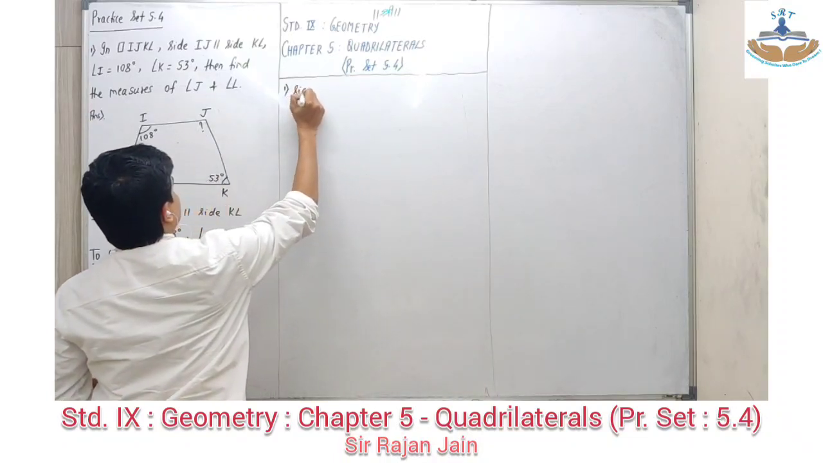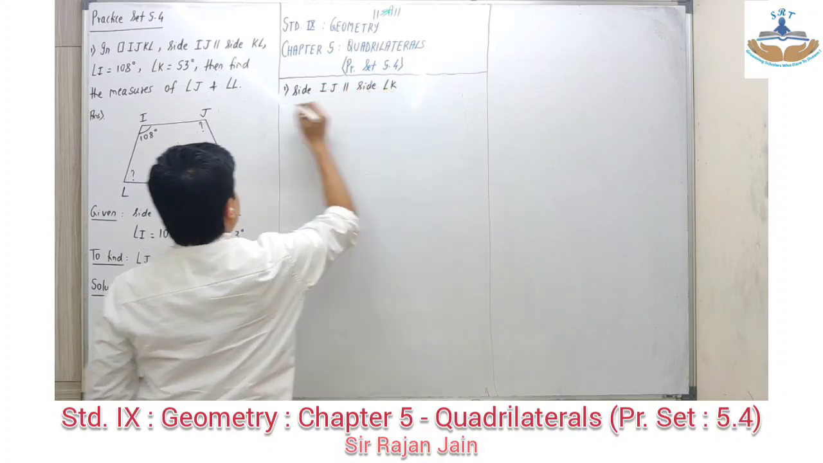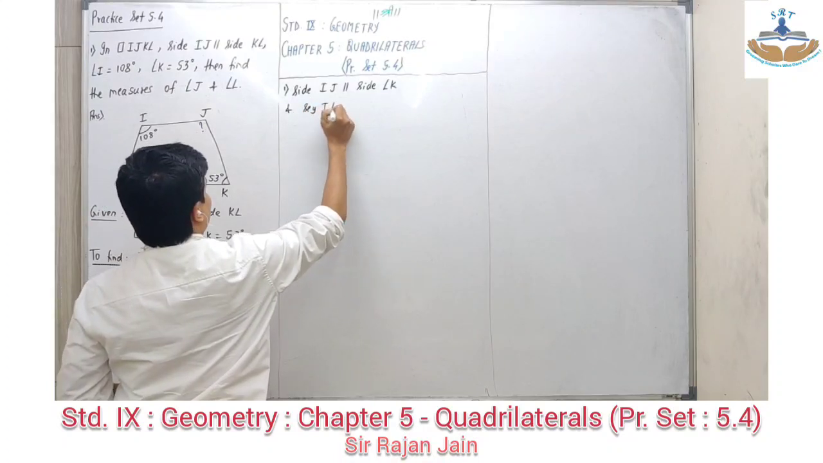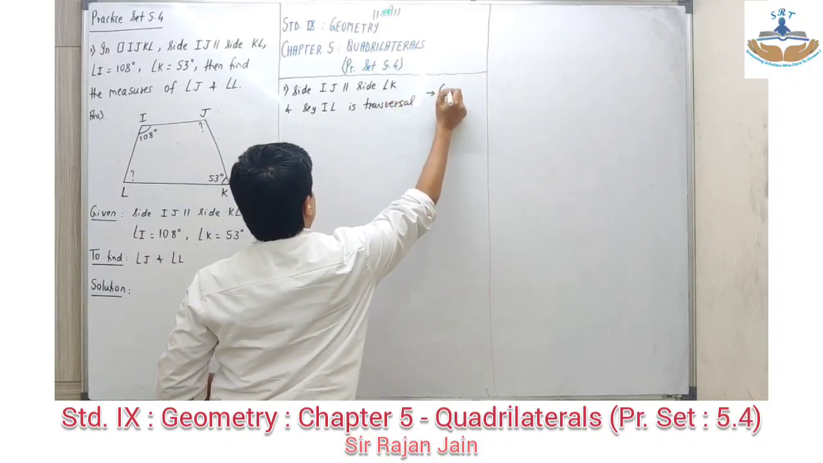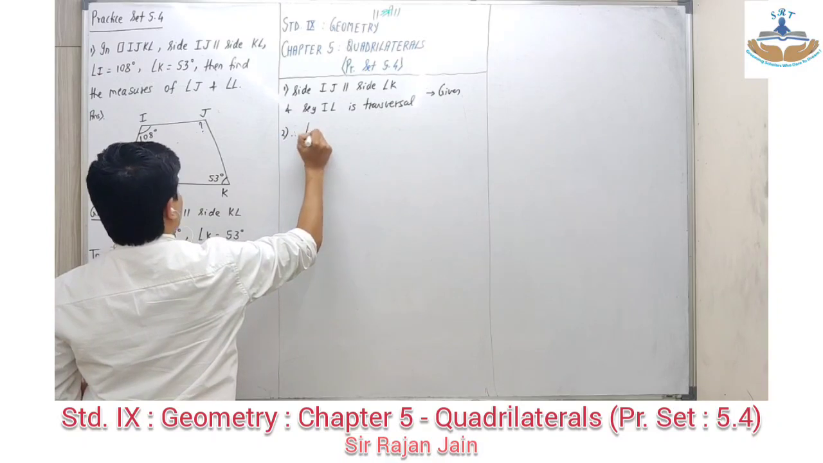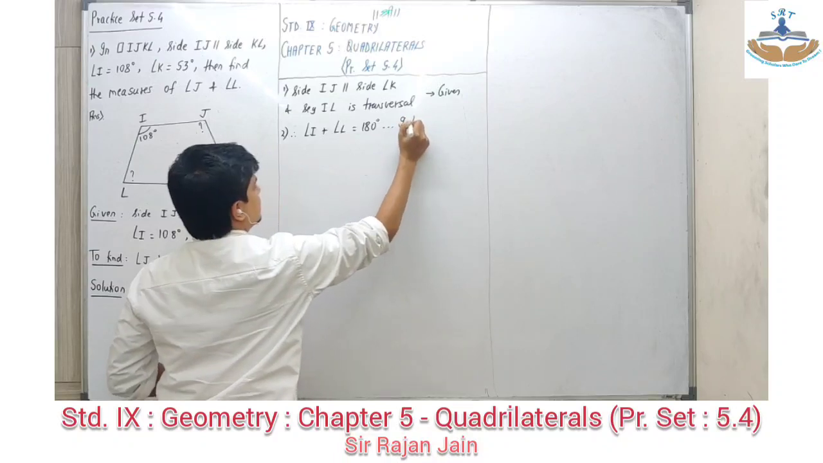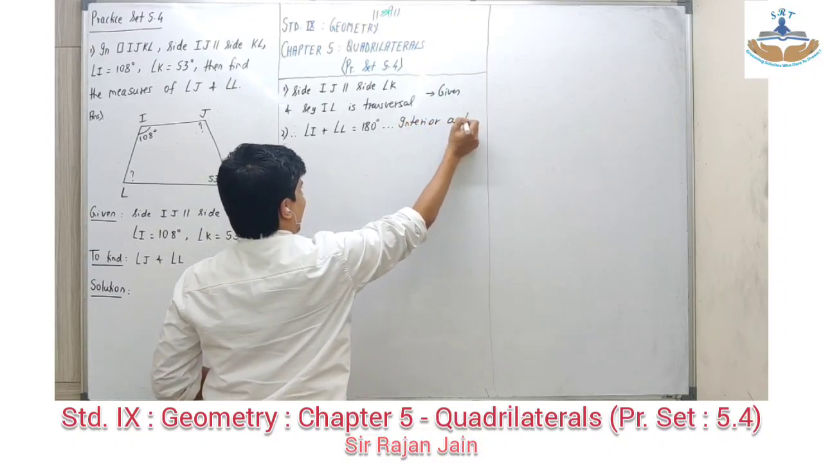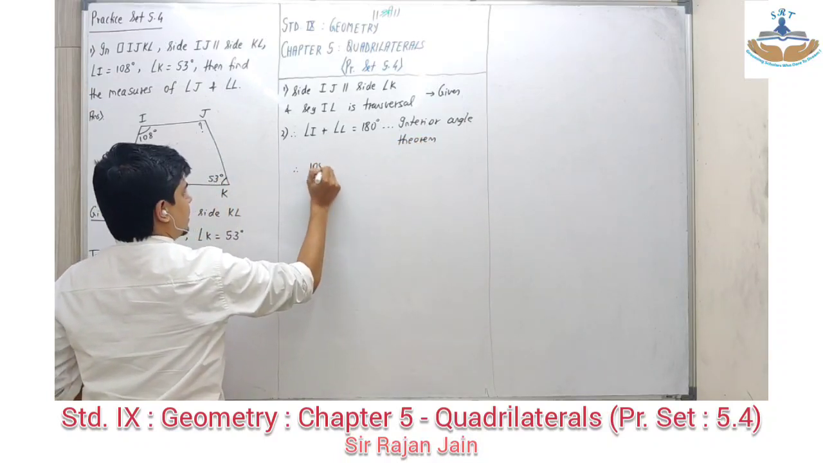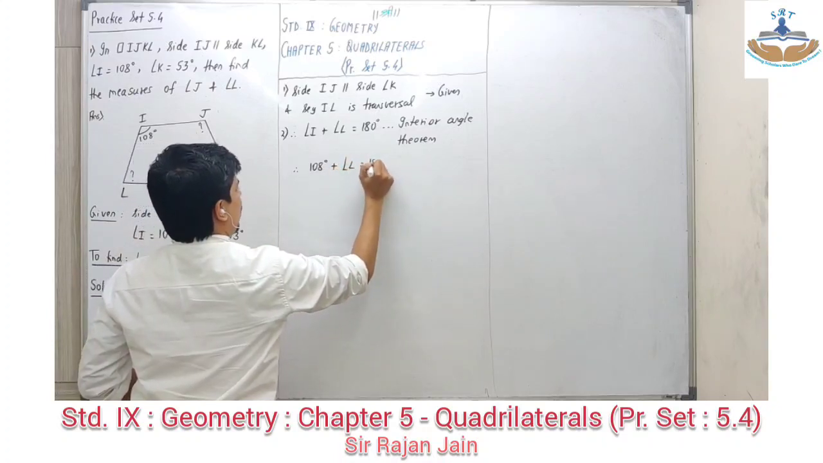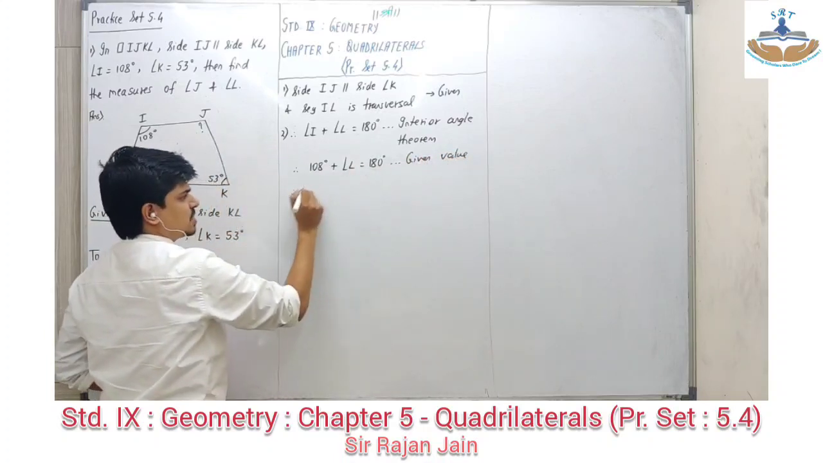Look here. I'll say side IJ is parallel to side LK, and your segment IL is the transversal. This is what is given in the question. Therefore, angle I plus angle L is equal to 180 degrees. Reason, you will write interior angle here. Clear? Therefore, now angle I is 108 degrees plus angle L will be 180 degrees. Reason, you can write this is the given value that we are substituting.